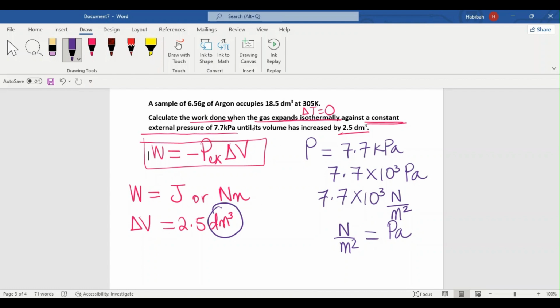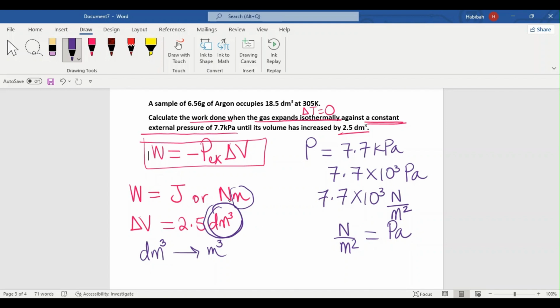We cannot calculate a question when one is in dm cubed and the other is in meter. So we have to go from decimeter to meter. It's just like being given a question where part is in kilograms and the other part is in grams. You need to change either from grams to kilograms or from kilograms to grams. Sometimes you'll be forced to change from one unit to the other, depending on the question. In this particular case, we have to go from decimeter cubed to meter cubed for volume.